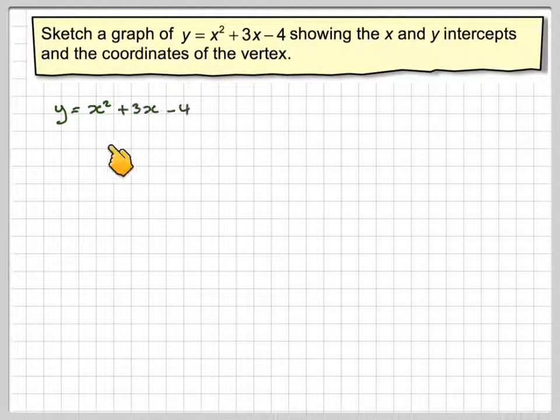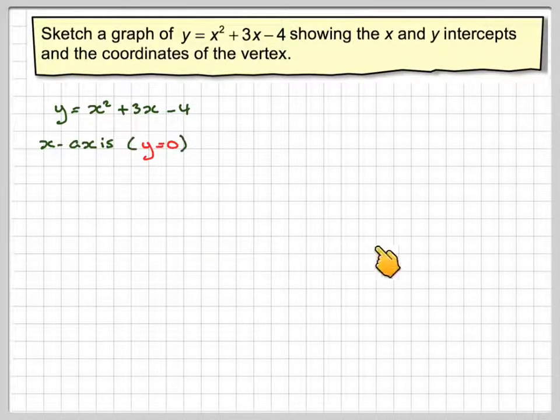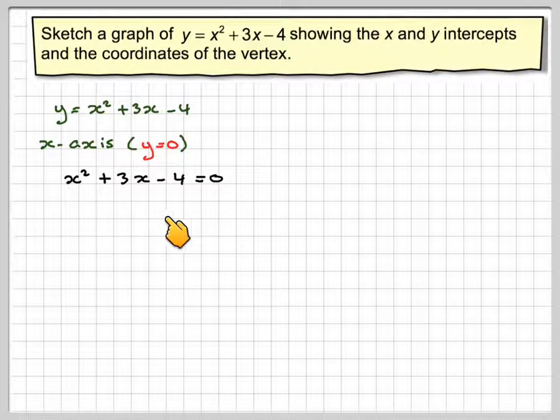So we've got y is equal to x squared plus 3x minus 4. And we're going to take the x-axis. Now on the x-axis it's the line y is equal to 0. So what we do, we take x squared plus 3x minus 4 and put it equal to 0. And what we have to do is solve that. Now we're going to solve it using factorization.